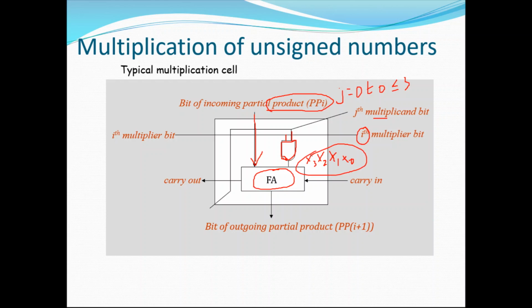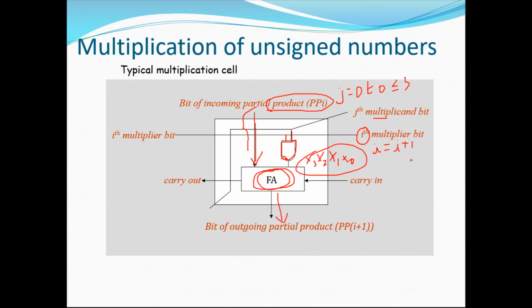So now you got the 4-bit input. This 4-bit input will be added, using a full adder, with the partial product. Then you will get the partial product for the next stage. This may also lead to a carry. Now this i will be incremented, so i becomes i plus 1. So it is something like two loops, one outer loop and one inner loop.